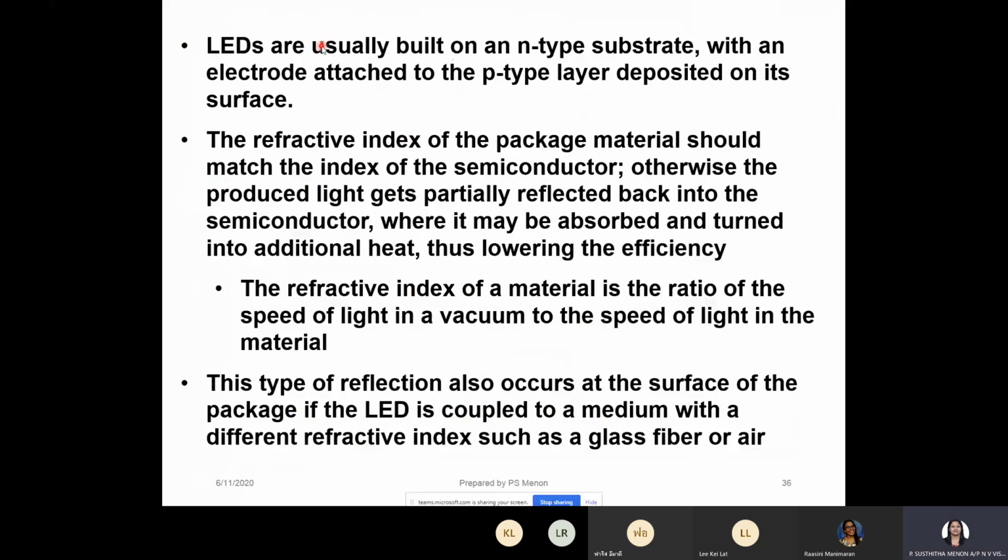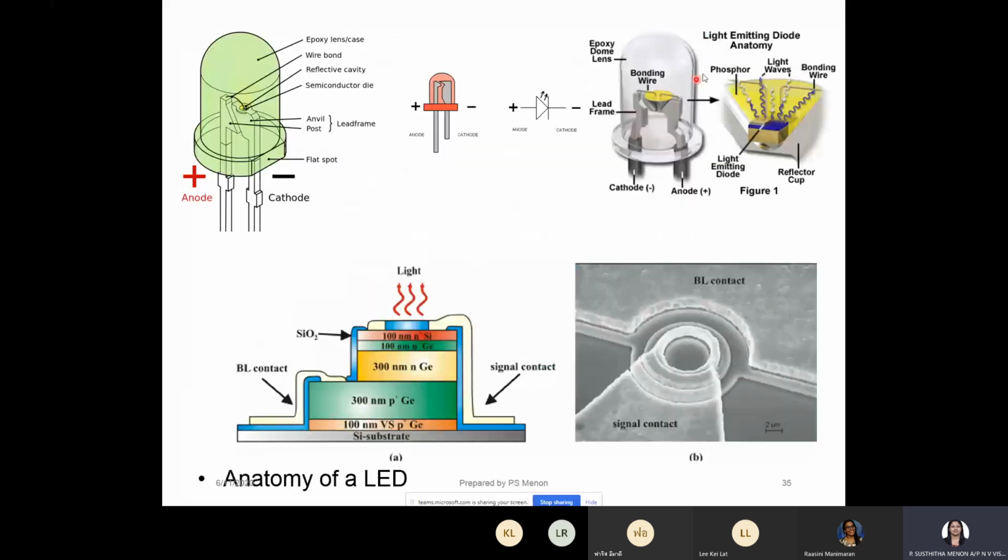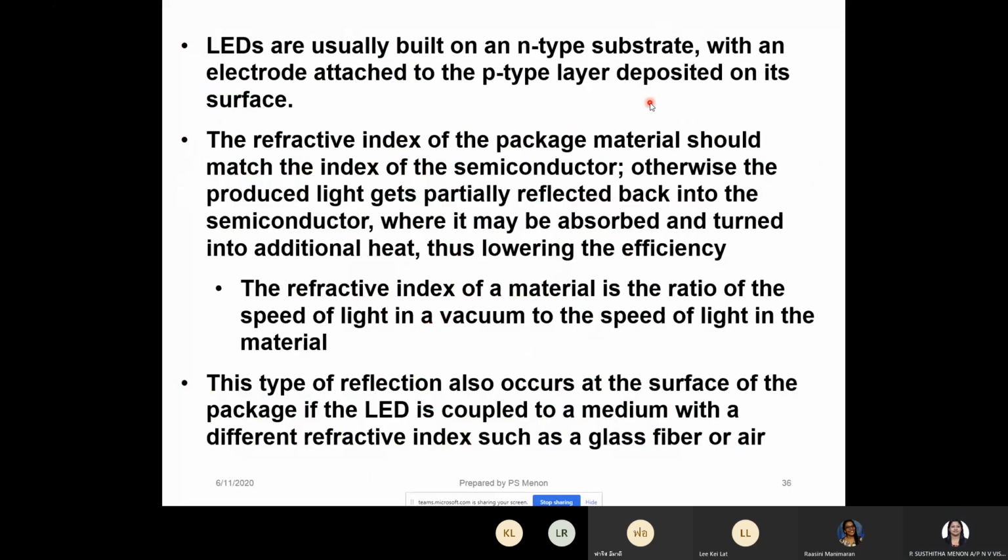It is usually on an N-type substrate with an electrode attached to the P-type layer. The refractive index of the packaged material should match the index of the semiconductor. Otherwise, the produced light will get reflected back into the semiconductor, where it may be absorbed and turned into heat, lowering the efficiency. So that's why the selection of the material is very important, and also the shape, so that light doesn't get reflected back and the efficiency is reduced. Your brightness will reduce.